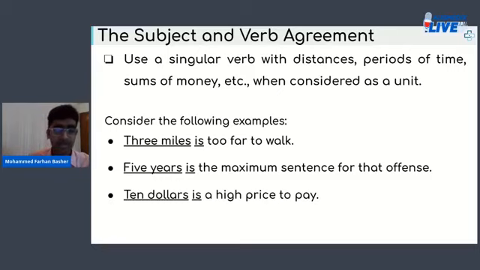5 years is the maximum sentence for that offense. 5 years is a unit of time. It's a period of time. And periods of time are always considered as singular individually. All right? So 5 years is the maximum sentence for that offense. $10 is a high price to pay. Similarly, whenever you talk about units of money, you treat such a unit of money as a singular item and follow it with a singular verb. Like in here, $10 is a high price to pay. Okay? I think I've got some questions there.